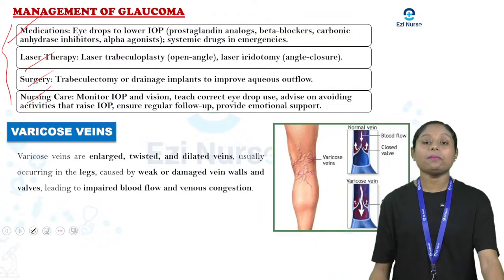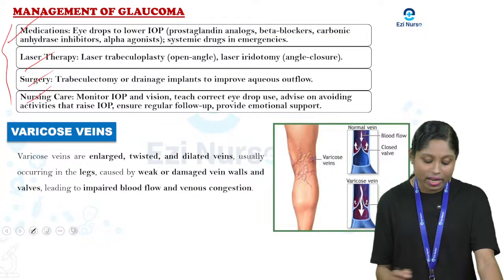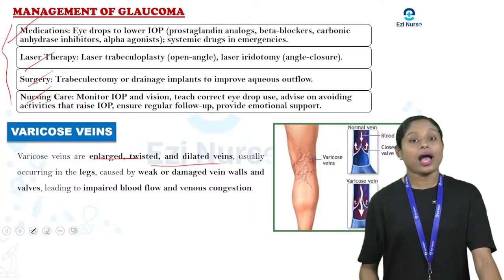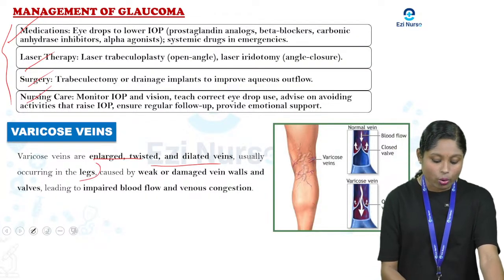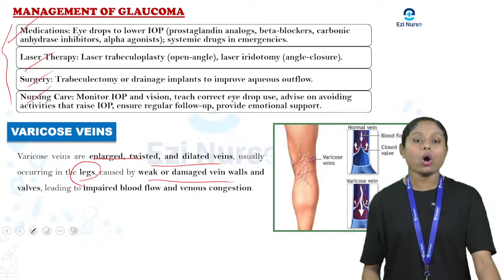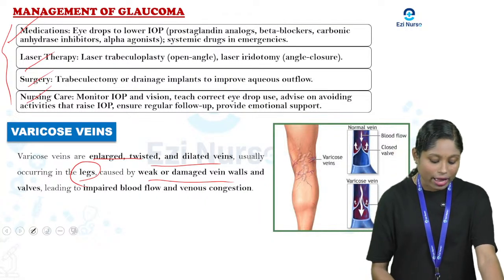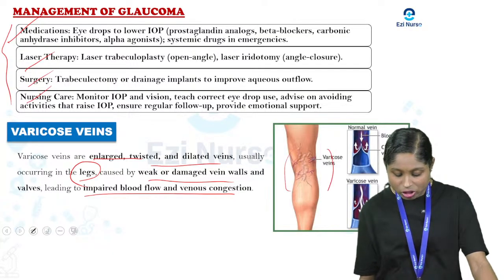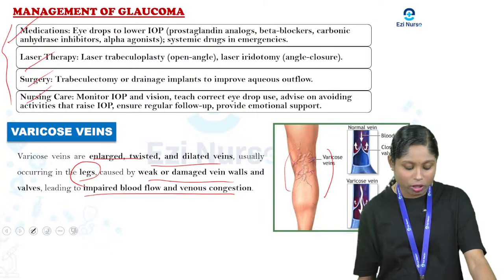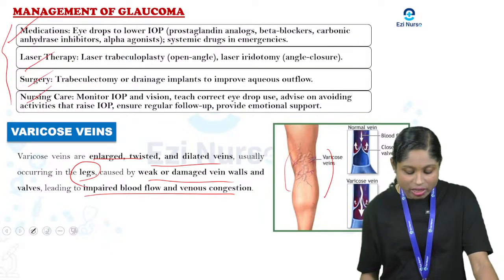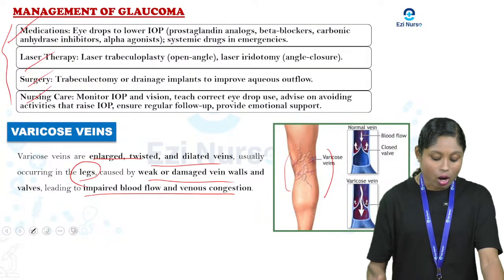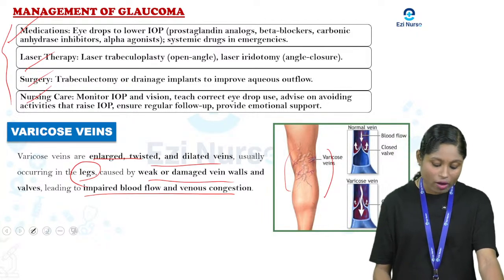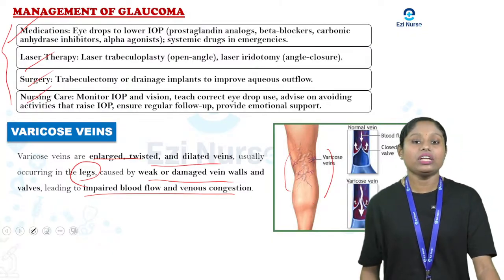Next we will see about varicose vein. So what is varicose vein? It's enlarged, twisted and dilated veins, usually occurring in the legs, caused by weak or damaged vein walls and valves, leading to impaired blood flow and venous congestion. In this picture, you can see there is an enlargement. So it's enlarged, twisted and dilated veins usually occurring in legs caused by weak or damaged vein walls or valves leading to impaired blood flow and venous congestion.